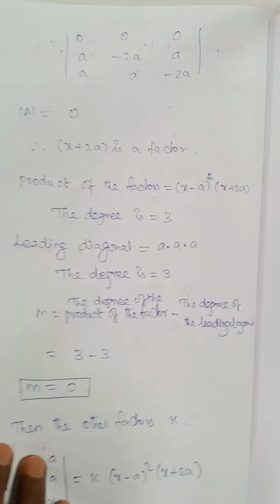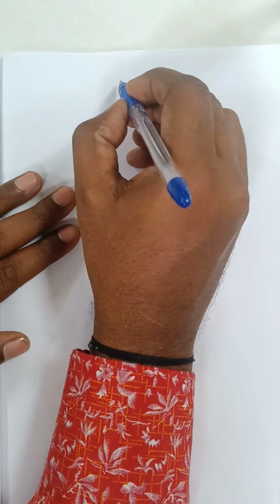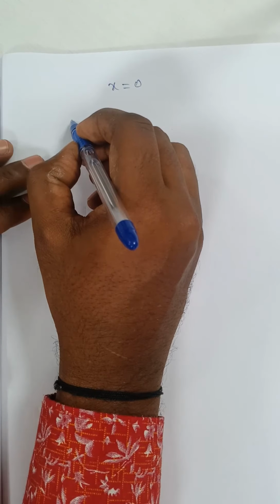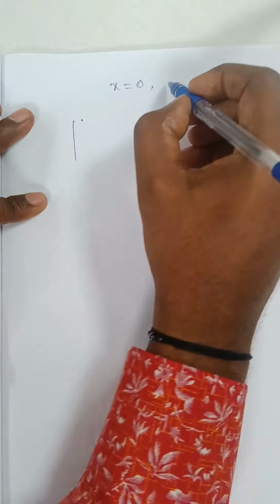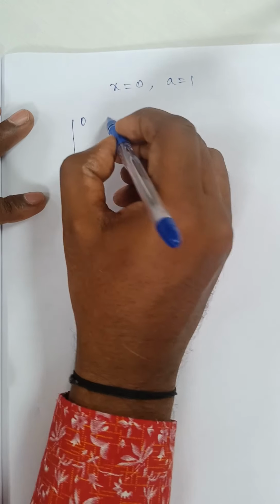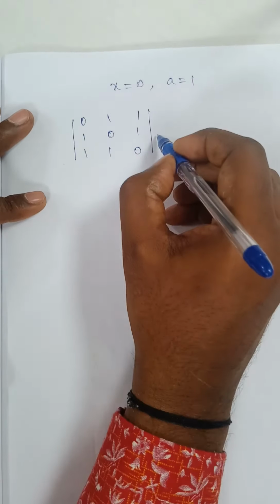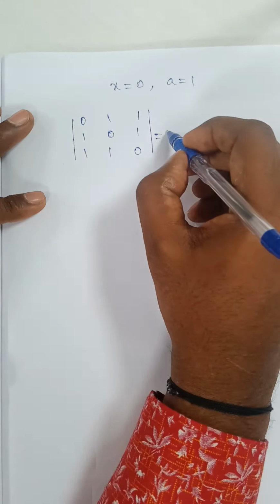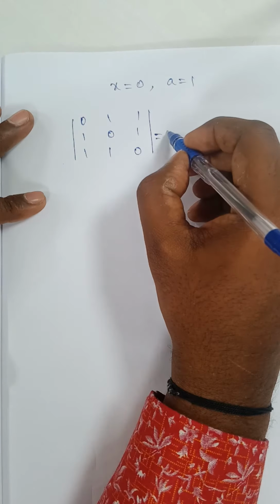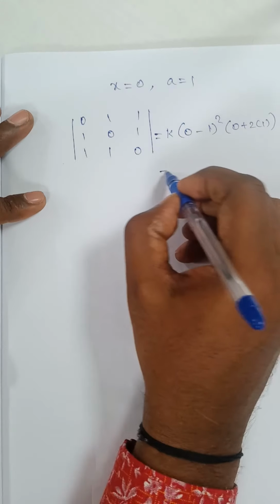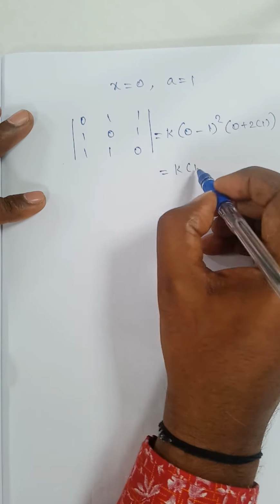To find it, substitute a value for x. Substituting 0 is fine. So take x value 0 and a value 1. Then the determinant 0 1 1, 1 0 1, 1 1 0 is equal to, on the right-hand side where k is unknown, k times (0 minus 1) the whole square into (0 plus 2 into 1). So it is equal to k into 1 into 2.